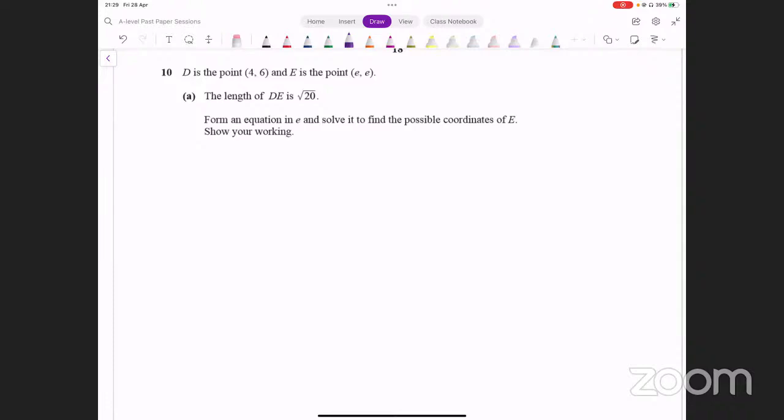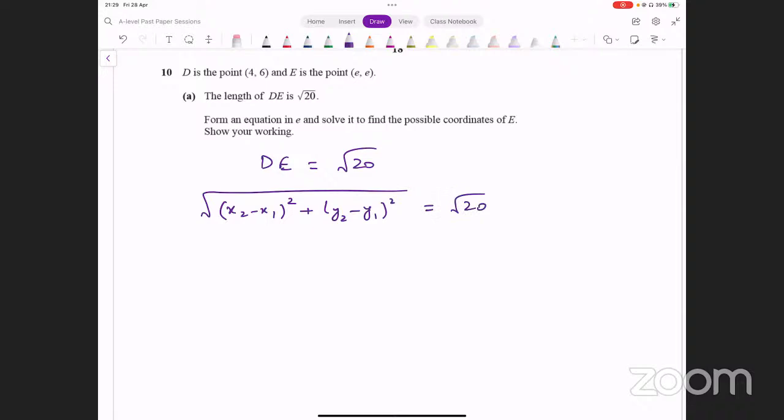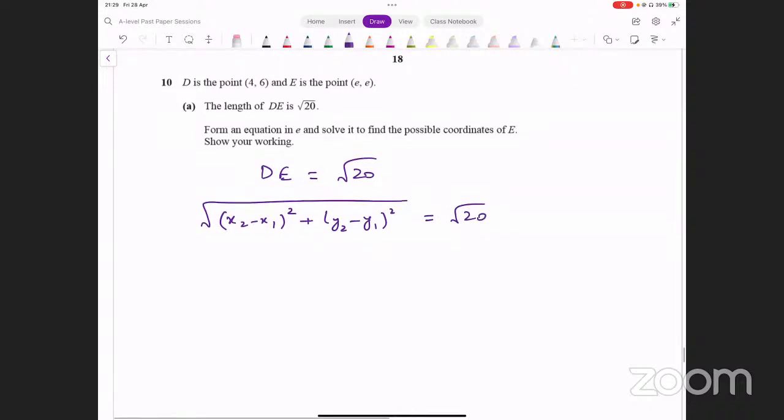Okay, the distance DE is given, so we will use the distance formula. DE length is square root of 20. Remember what the distance formula is? It looks like this: square root of x2 minus x1 whole squared plus y2 minus y1 whole squared, that is equal to square root of 20. You can take either point as x1 y1 or x2 y2, that doesn't matter. Let's say this is x1 y1, this is x2 y2.